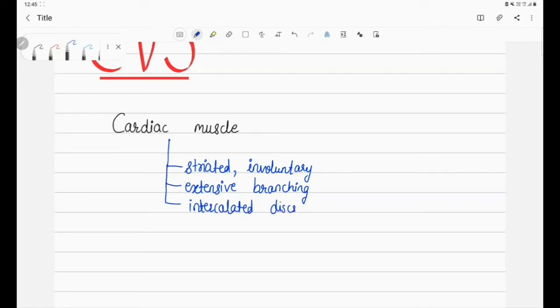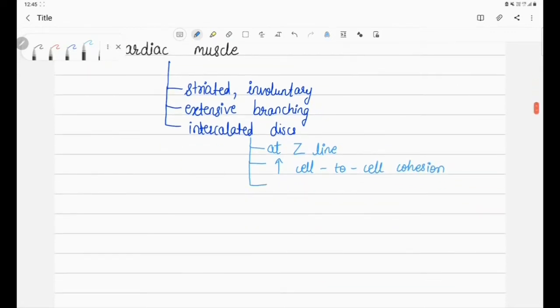Intercalated discs are present at the Z line. They increase cell-to-cell cohesion. And due to the presence of intercalated discs, the heart is known as a mechanical syncytium.